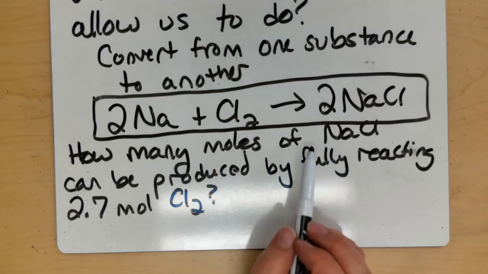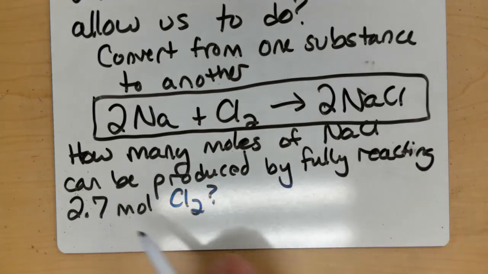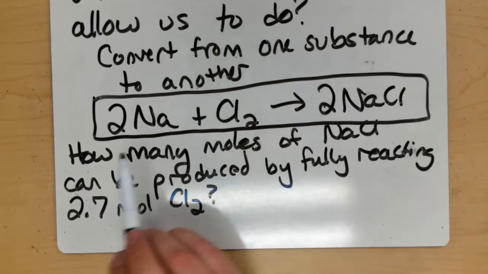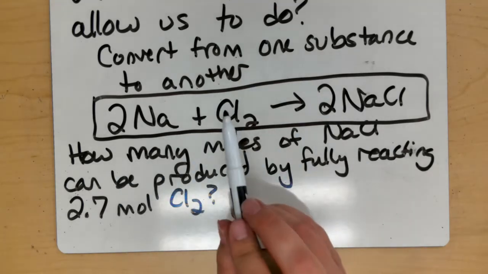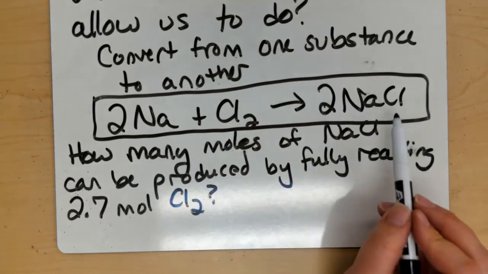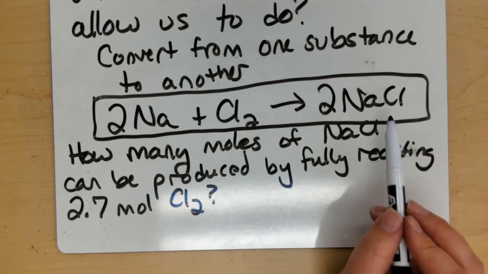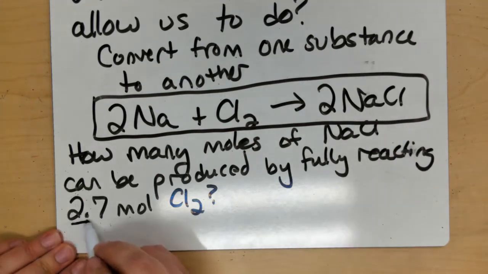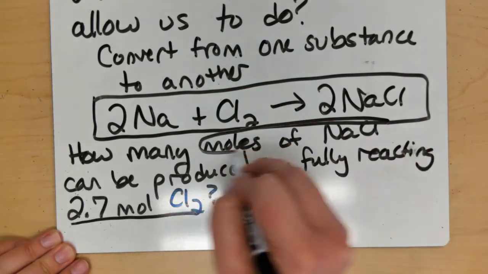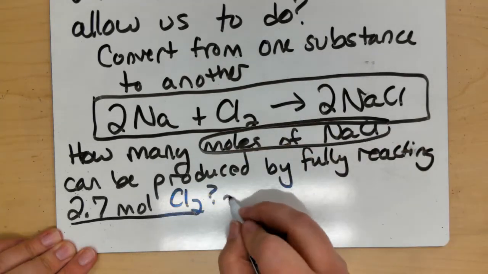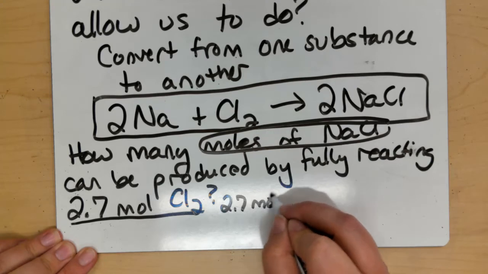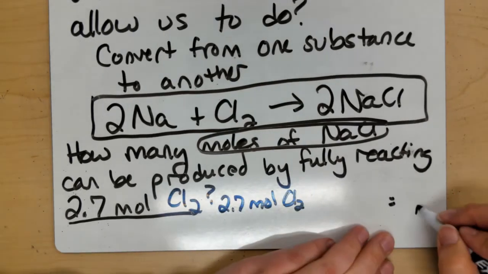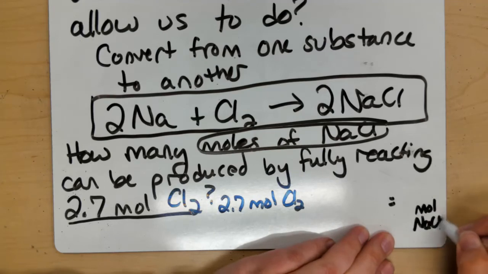How many moles of sodium chloride can be produced by fully reacting 2.7 moles of chlorine? Now I know from this balanced equation that for every 1 mole of chlorine, I produce 2 moles of sodium chloride. So I can set up a mole ratio problem like this. This is what I'm given, this is what I want. So I can start by writing what I'm given, which is 2.7 moles of chlorine, and I want to find moles of sodium chloride.